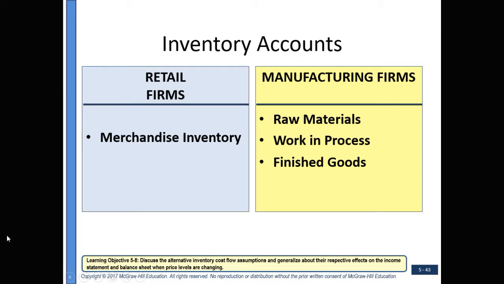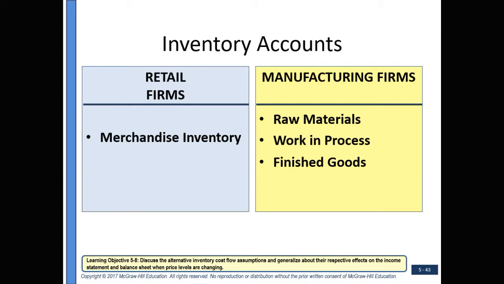There are the different types of inventory accounts I talked about at the beginning. For retail firms it is merchandise inventory. That's all they have because they are a middleman. They acquire goods and then provide them for sale to the consumer. They don't create goods, so they only have merchandise inventory. They may have hundreds of thousands of items of merchandise inventory, but it's merchandise inventory.